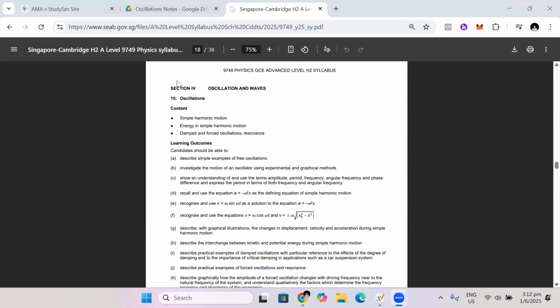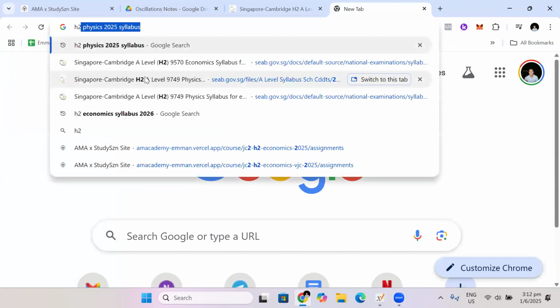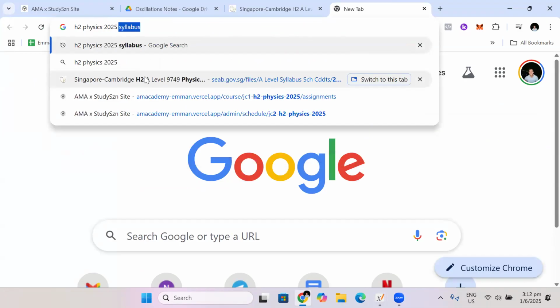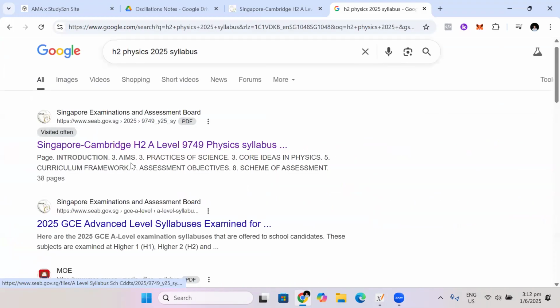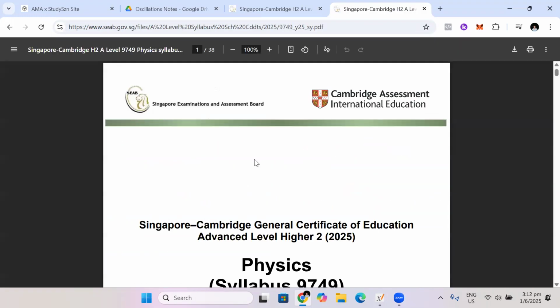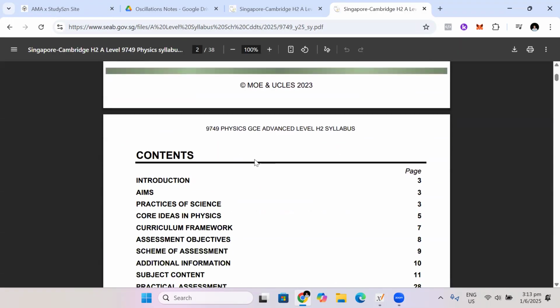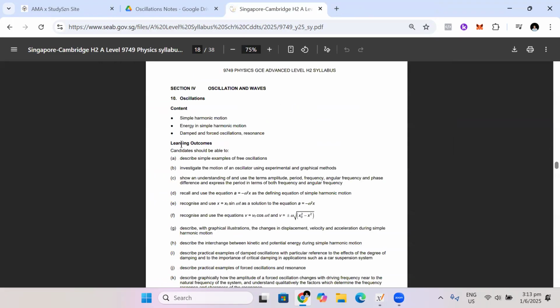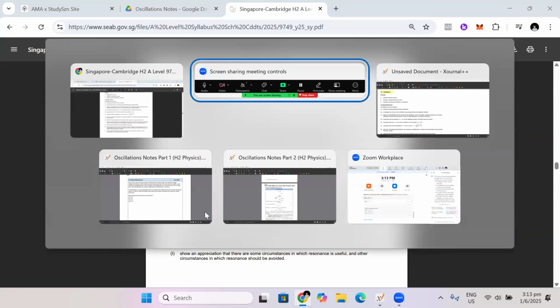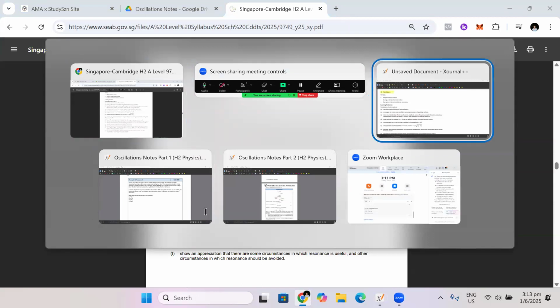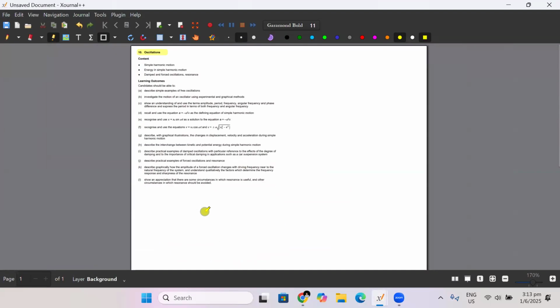You can just search on Google for H2 Physics 2025 syllabus and click on the first link. I visit it often. Click on this, head over to the oscillations part, and we'll run through each of these learning objectives iteratively. You can pause the video and get everything in order, and for me, I'll start over on a blank sheet of paper.